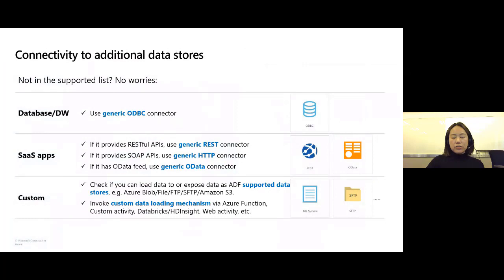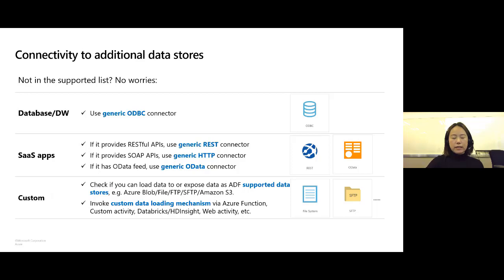Well, if your data store is not in that list, no worries. The previous list is just first-class connectors, and we also support some generic protocol connectors to help you reach many more data stores than what is called out in the previous slide. So we have generic ODBC, REST, HTTP, OData, etc. that can help reach other data stores, even those not in the list. And also you can use ADF's flexible orchestration and control flow, and integration with other Azure services, or REST capabilities, to invoke your customized data loading mechanism, and ADF can orchestrate the entire workflow and move the data for the rest of the flow as well.